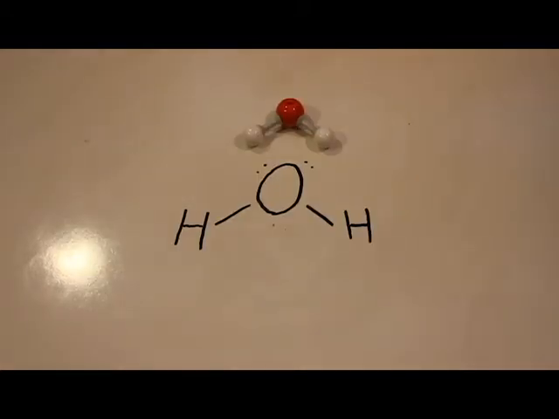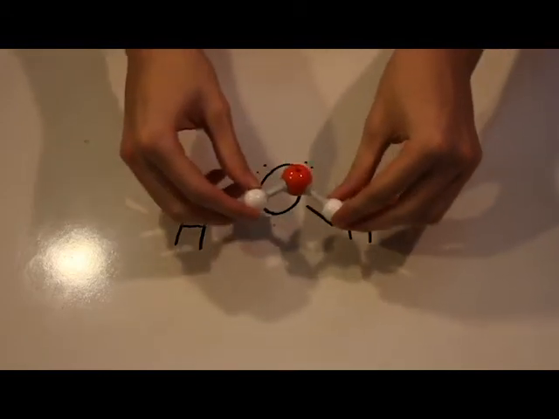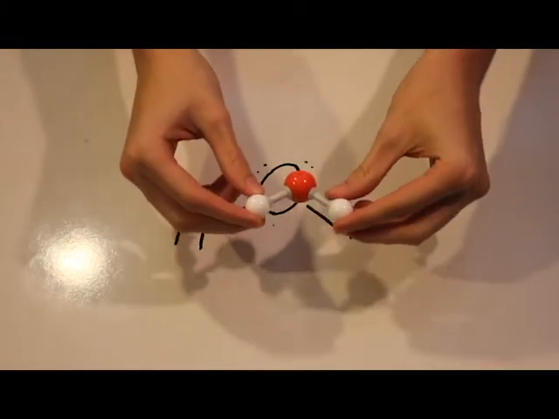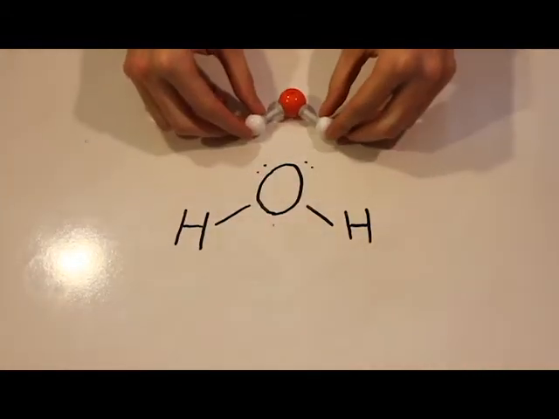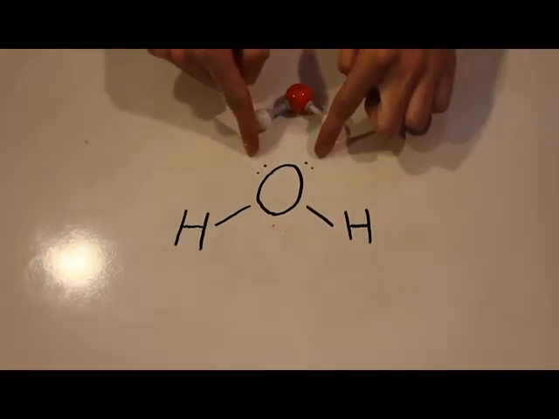First, let's start with H2O. You can see from the model that the molecule exists in one plane and it's not linear, it's bent. This is caused by the lone pairs pushing the hydrogens closer together.